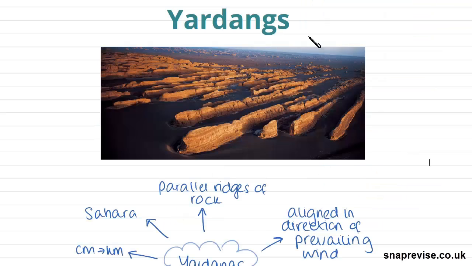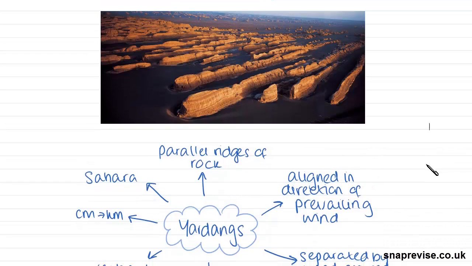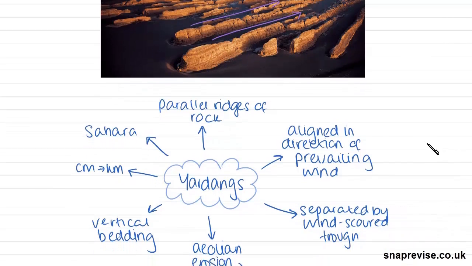The second landform of aeolian processes we're going to look at is called Yardangs, and these are collections of parallel ridges of rocks that we find in deserts, as we can see in this photograph here. And they are aligned in the direction of the prevailing wind. So in this instance here, the wind would be moving in this direction, along in the direction as the rocks are going.